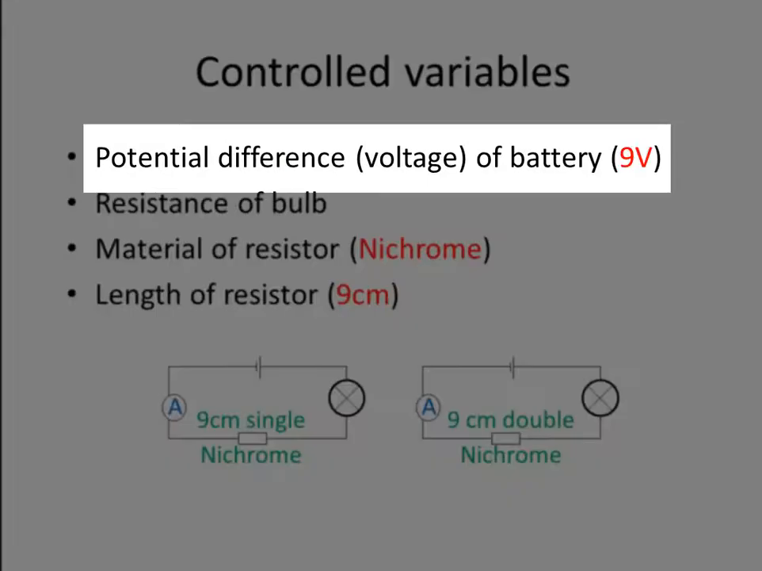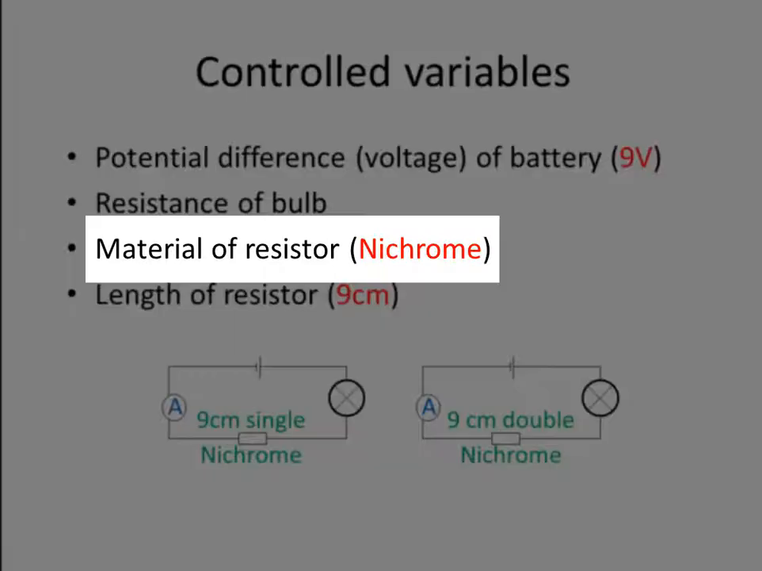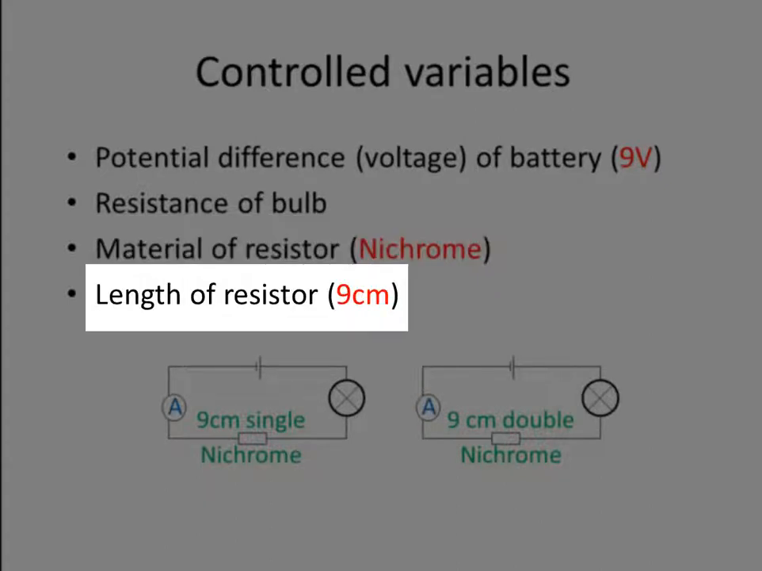And I'm going to choose a 9-volt battery in both cases. In any case, I'm going to use the same battery. I'm going to use the same circuit. I'm just going to place either the single or the double resistor in the gap of the circuit. So automatically, the voltage of the battery and the resistance of the bulb are controlled. Then I'm going to use nichrome wire for the material of the resistor in both cases. And in both cases, the resistor is going to be 9 centimeters long.